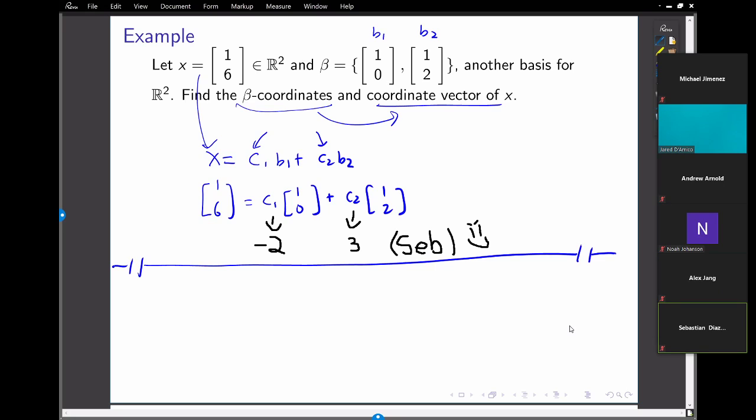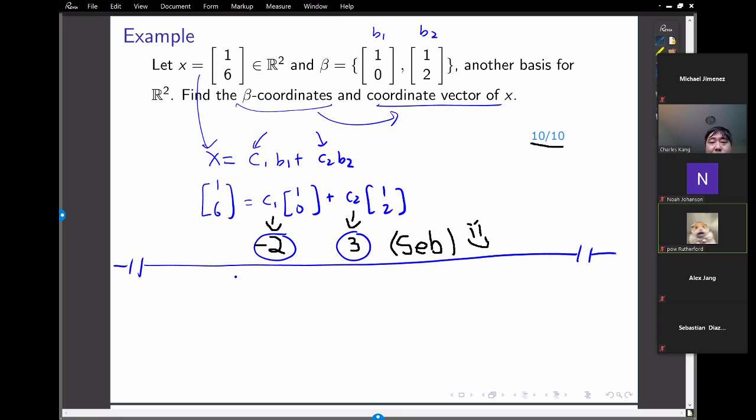Anyway, we can talk about that later, but how do you find -2 and 3? This was easy, I guess it wasn't too hard to guess, because it was just two-dimensional vectors. But what if it had three vectors, 4, 5 vectors? Then what do we do? Well, this is nothing more than the augmented matrix with columns 1, 0, 1, 2, and 1, 6.